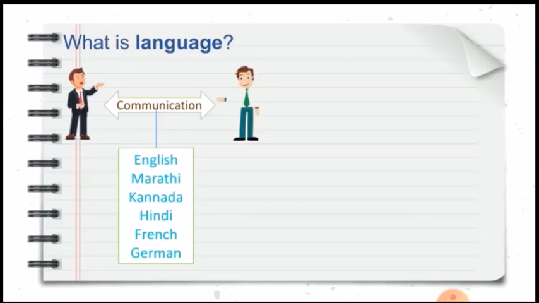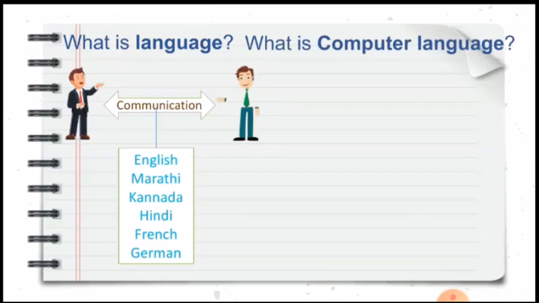But what if a person wants to give instructions or wants to communicate with the computer or any machine? The important thing is that computer cannot understand human languages like English, Marathi, Hindi, Kannada, etc. So now we will see what is computer language.